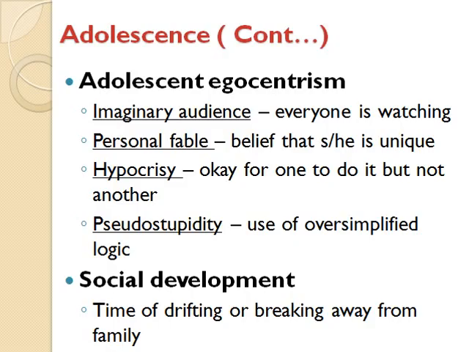The next one is hypocrisy. Hypocrisy is nothing but, during this adolescent age, the child starts to believe that whatever the child does is right. What others tell is extremely wrong. That is called hypocrisy. The last one is pseudo-stupidity, where the child tries to make use of oversimplified logic and tries to justify. The next one is the social development, where it is a time of drifting or breaking away from the family.